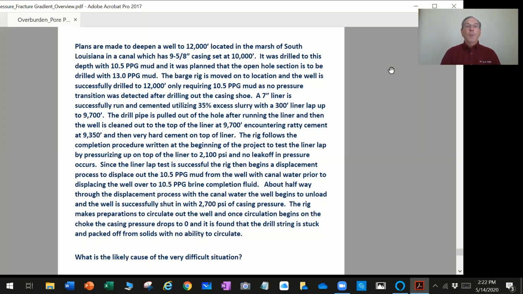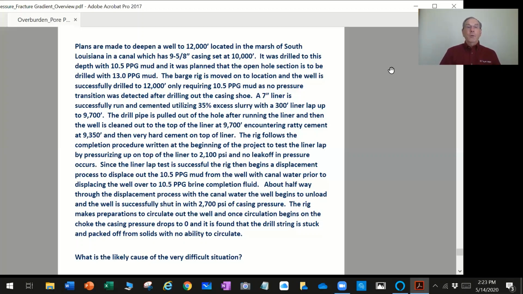The rig follows the completion procedure written at the beginning of the project to test the liner lap by pressuring up on top of the liner to 2,100 psi, and no leak off in pressure occurs. It's holding very well. A lot of times we call it holding like a jug. Since the liner lap test is successful, the rig then begins a displacement process to displace out the 10.5 pound per gallon mud from the well with canal water prior to displacing the well over to 10.5 pounds per gallon brine completion fluid.